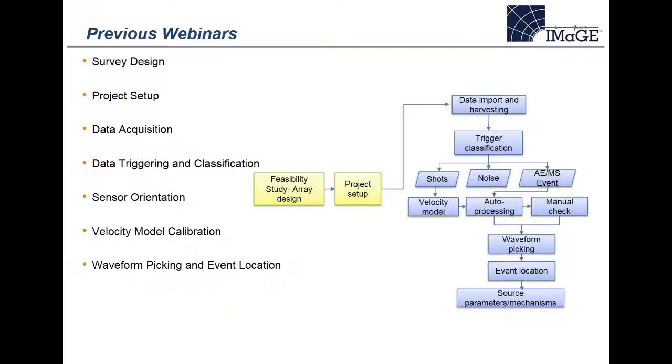So I'm going to touch on some of these aspects again in QCing, mostly the project setup, sensor orientation, velocity model calibration, and picking and locating the events. So I'll give a brief review of those again later today. But if you really want more in-depth information about that, please view the videos of the previous webinars.